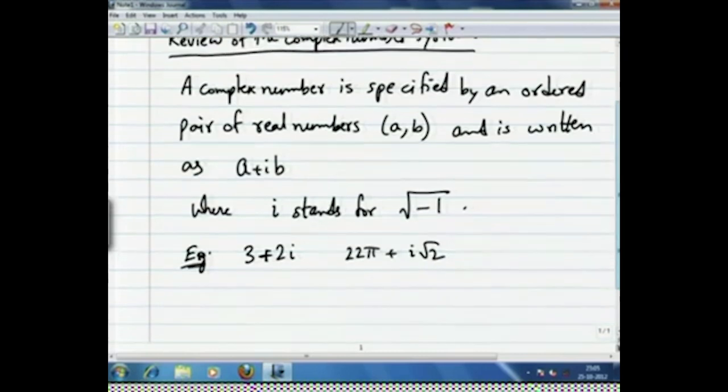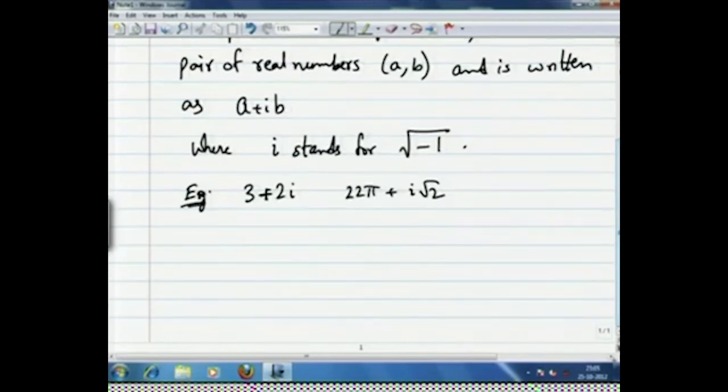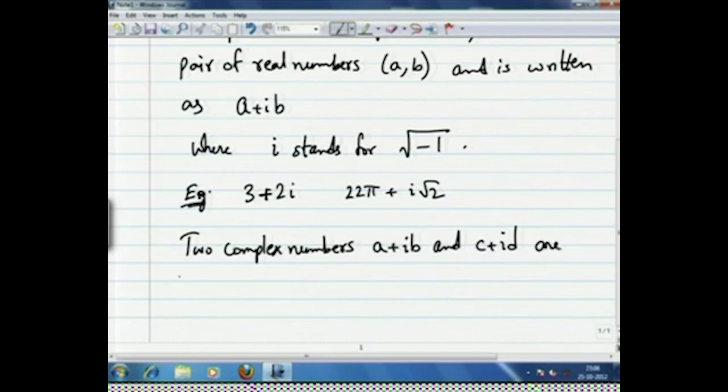Okay. So, such things we will call as complex numbers, and two complex numbers a plus I b and c plus I d are equal if and only if a is equal to c and b is equal to d.